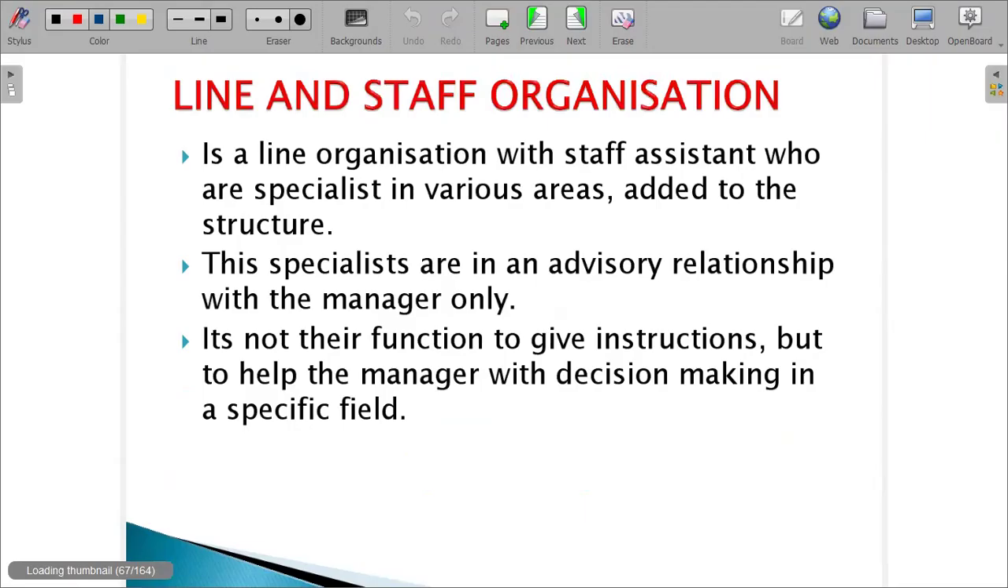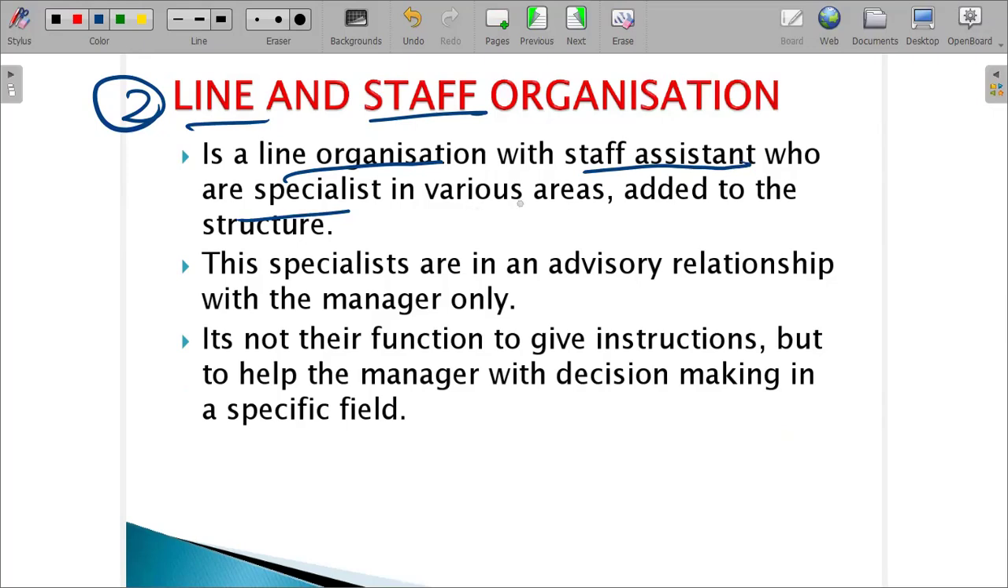Now I'm going to move on to the other type of organization. We have what you call a line and staff organization. Here it is a line organization with staff assistants who are specialists in various areas added to the structure. A specialist or an assistant is added to a line organization.